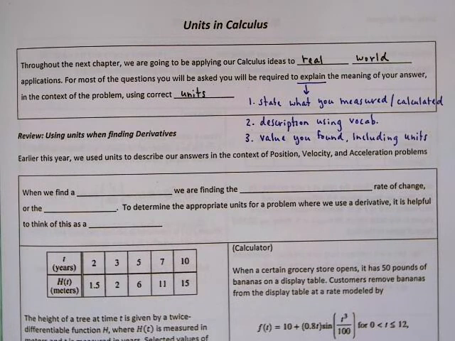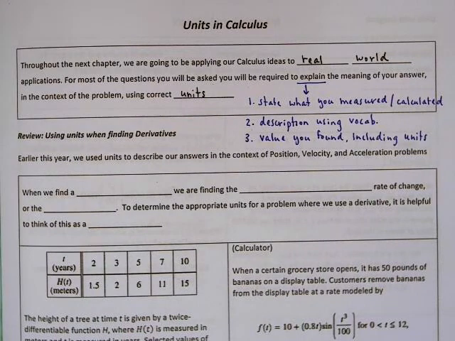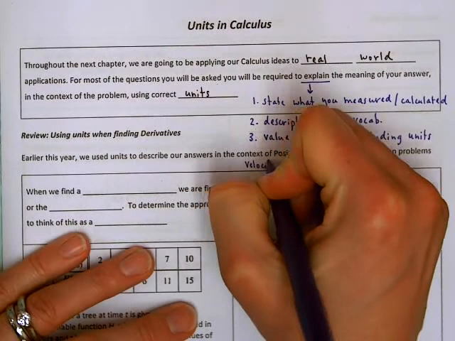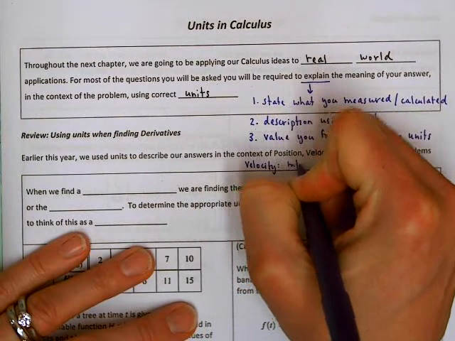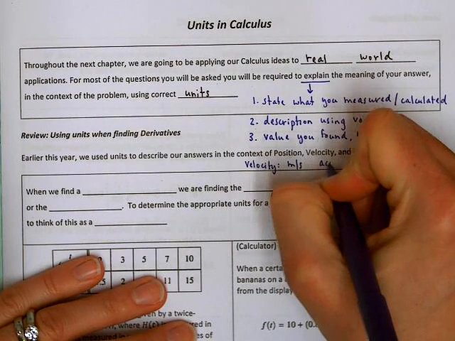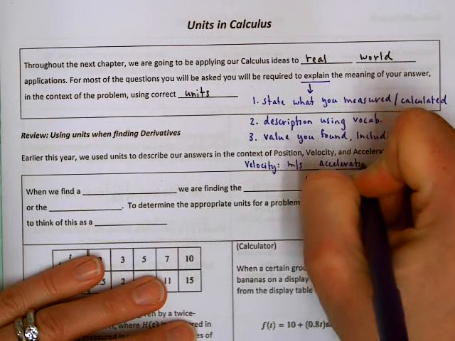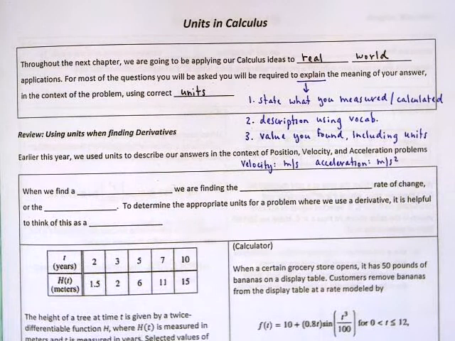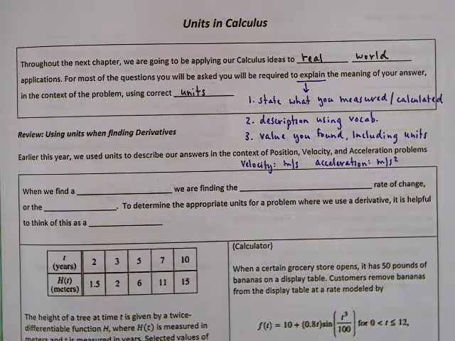All right, so the first thing we're going to look at is problems involving derivatives and how units work with these types of problems. Earlier this year we used units to describe our answers in the context of position, velocity, and acceleration problems. For velocity, we often had units like meters per second, and when we talked about acceleration, we would talk about meters per second squared. So units have come up, but they're going to start playing a much bigger role.